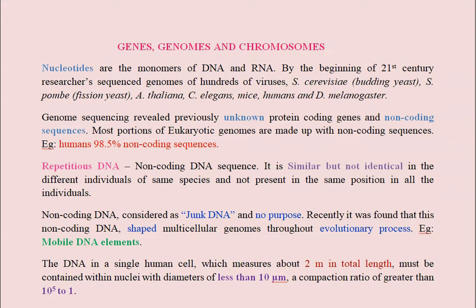So for example, if you take a gene, the gene is nothing but a stretch of nucleotides. The gene contains a stretch of nucleotides. That's it. The genome means the whole set of genetic material which is present in an organism or in a cell, which is called genome. For example, if you take humans, they have DNA and RNA.